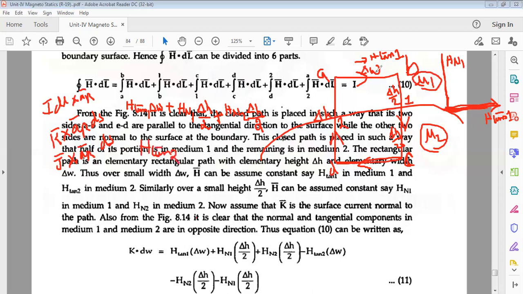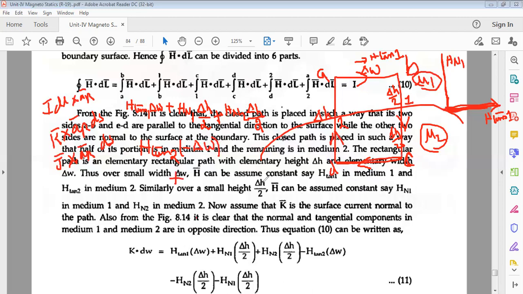Understood? Don't confuse here. Because in the medium 1, I take the integral A to B as H tan 1 multiplying the delta omega. Now I'm taking the fourth integral C to D because it is in the medium 2. I take that H tan 2 and the opposite direction. See here, A to B is in the positive direction and this is the opposite direction. So minus delta omega. Okay, that is the fourth integral.